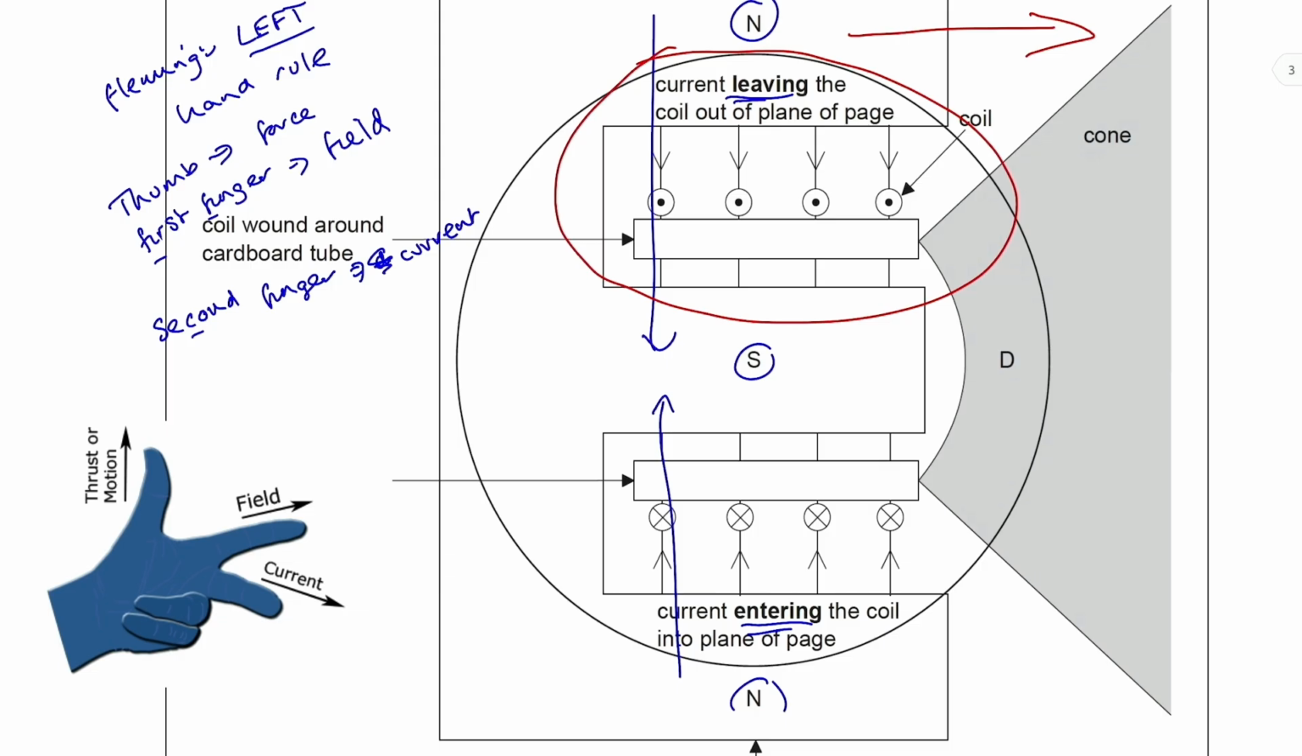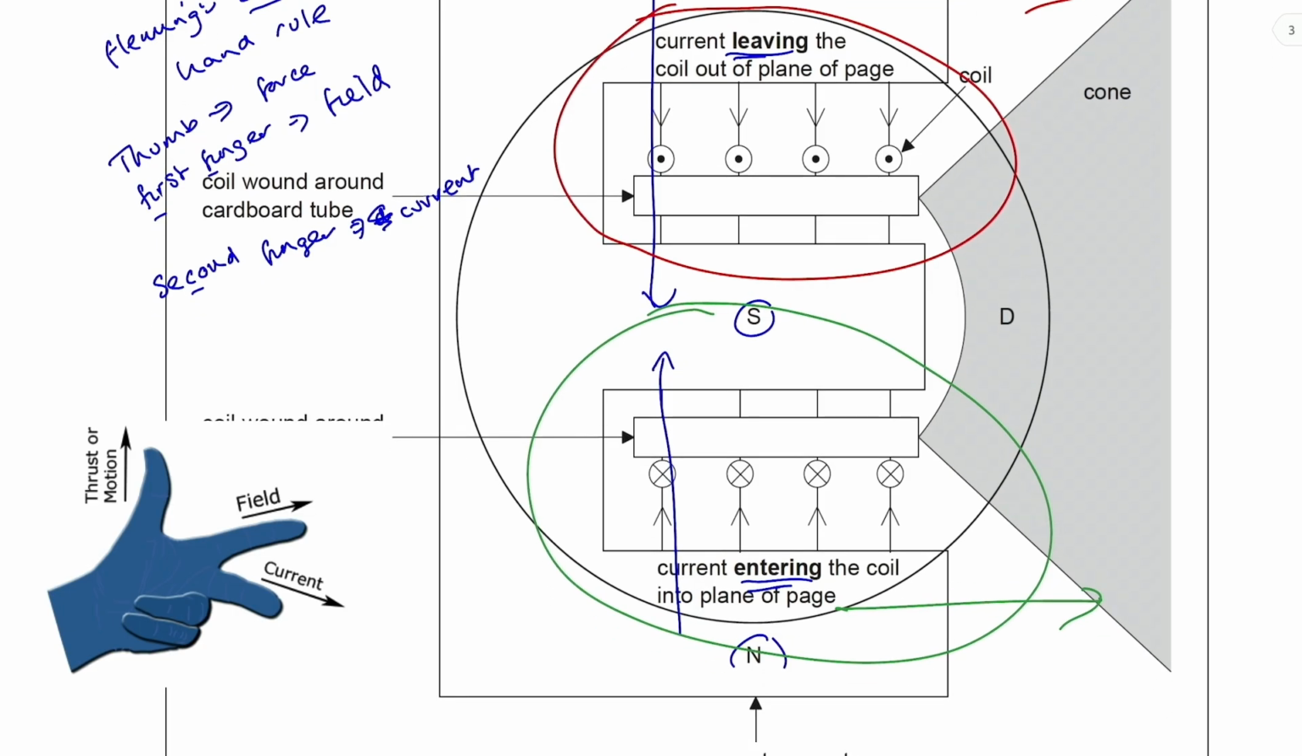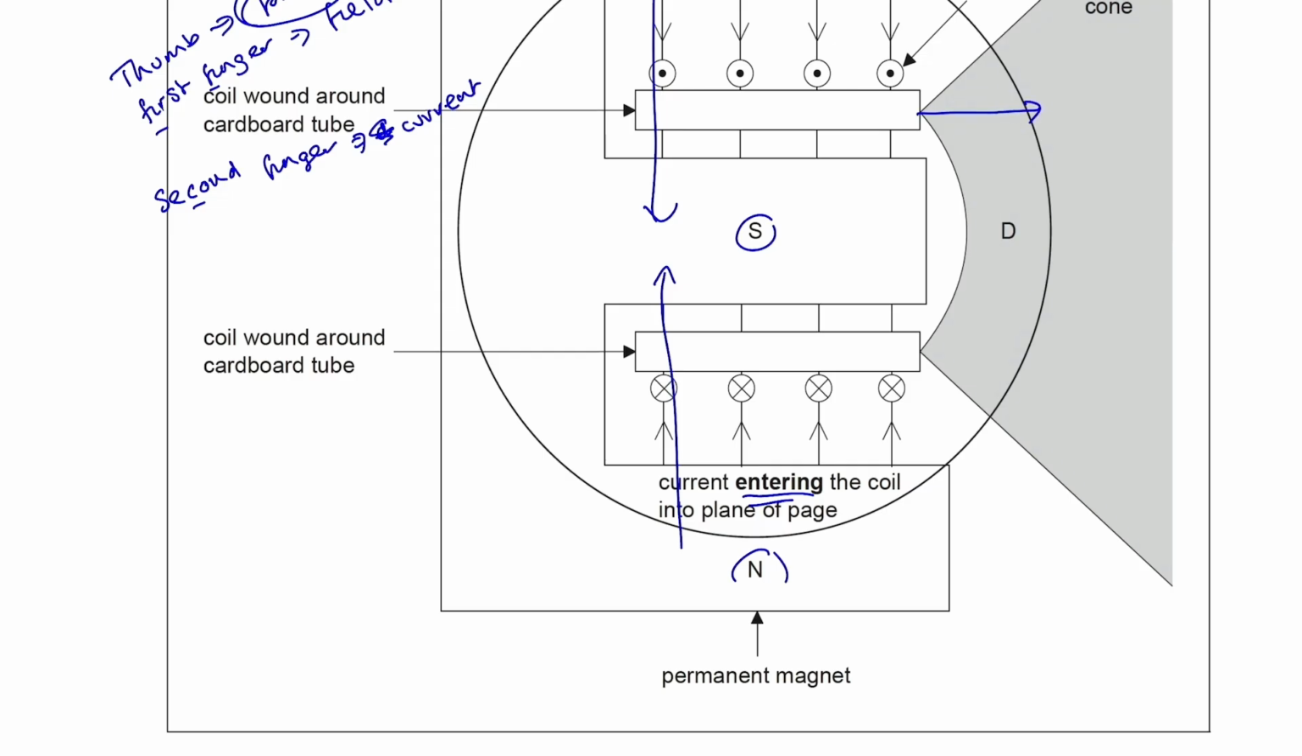Now if we check it on the bottom one, now we're looking at the bottom section, I'd like you to put your first finger, which is the field, pointing up the way from the north to south. I'd like you to put your second finger, which is the current, pointing into the page. And again, you should notice that your thumb is pointing to the right. In both sections, our thumb points to the right, and we'll pop an arrow saying the force is to the right.